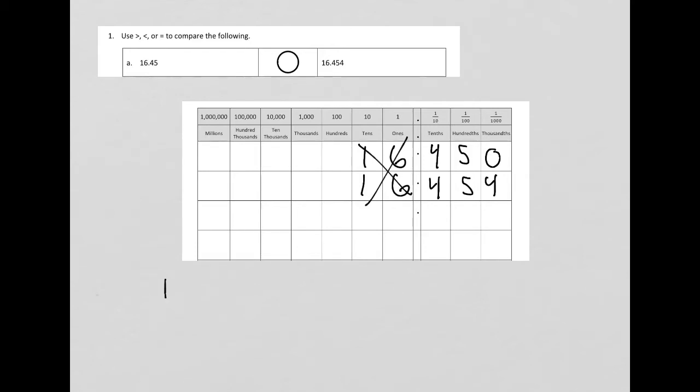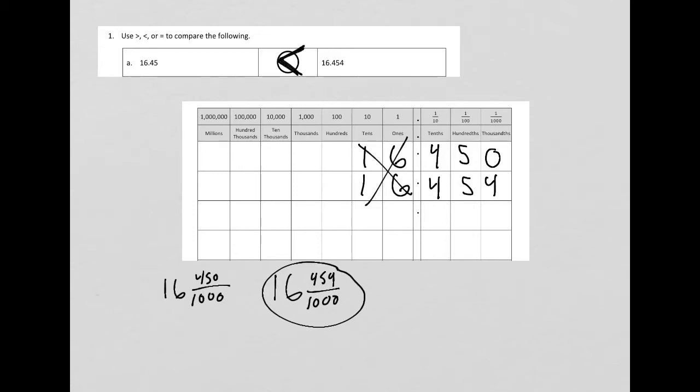If we need to think about this in a different way, think about it like this. The first number is 16 and 450 thousandths compared to the second number, which is 16 and 454 thousandths. So we can kind of think of these as fractions. Which is bigger, 450 thousandths or 454 thousandths? Well, 454 is bigger than 450. So I think it's going to go this way. Remember, my crocodile wants to eat the bigger number, or your cookie monster wants to eat more cookies. However you learned it, that sticks with you, but it should be pointing to the smaller number.